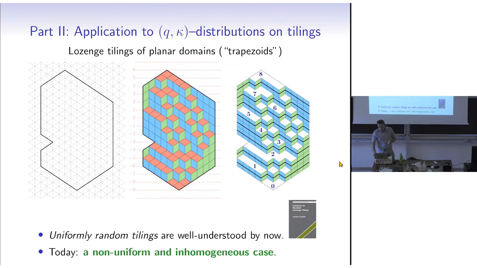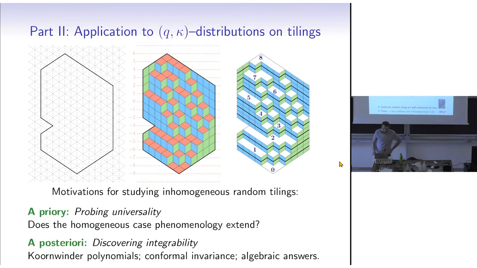Okay, so you might ask why. Why should you study these non-uniform or inhomogeneous cases? I personally had two types of motivations. A priori motivation for me was that we know lots of asymptotic phenomenology about these uniform tilings. I wanted to understand what parts of this phenomenology really depend on the fact that we deal with uniform measure and what parts only depend on tilings, so that what parts will extend to these inhomogeneous cases, which I want to discuss.